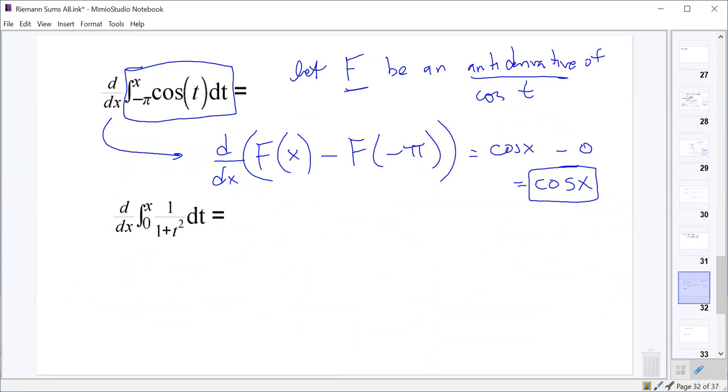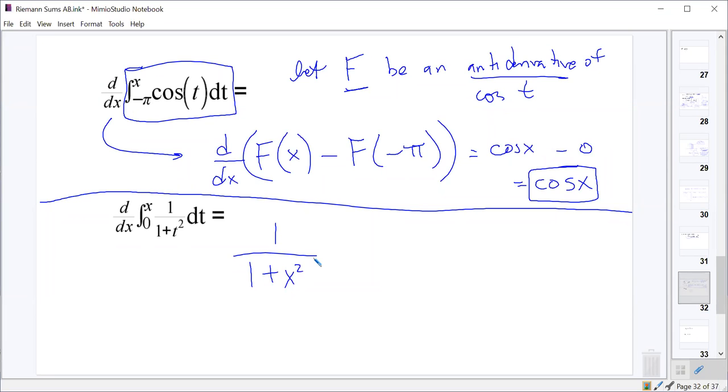Good. Great. All right, so what about this next one? This is the derivative of the integral from a constant to x of a function. What should we get? That function, right? We should just get that function in terms of this new variable. Easy enough.